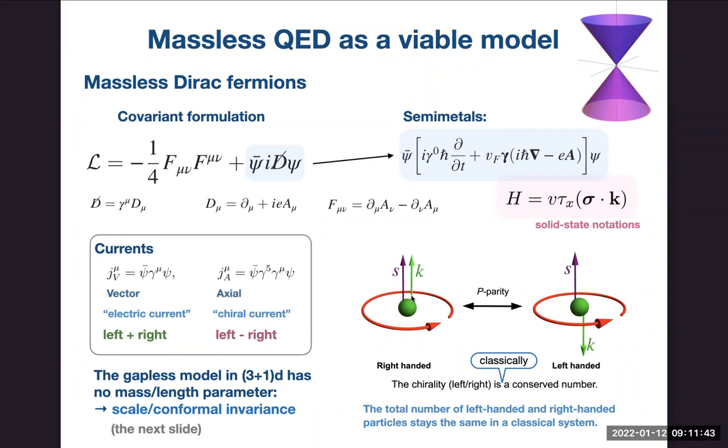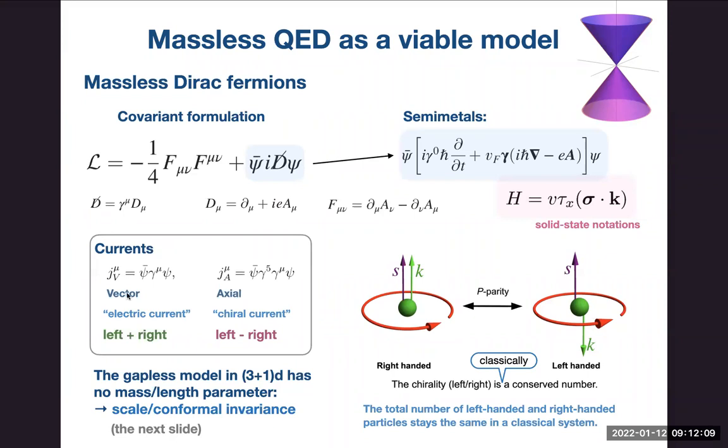It says that if the momentum is along the spin, or the spin is along the momentum, they are aligned along one direction, then this is a right-handed particle. And if those two directions are opposite, directed in opposite ways, then you have left-handed particles. So the number of left-handed and right-handed particles in this model is conserved at the classical level. And that's why in this model you can write different types of currents.